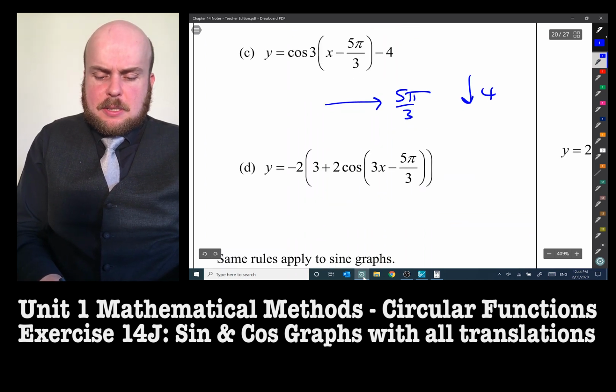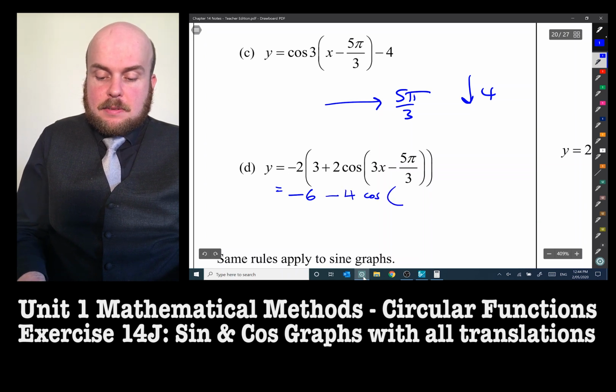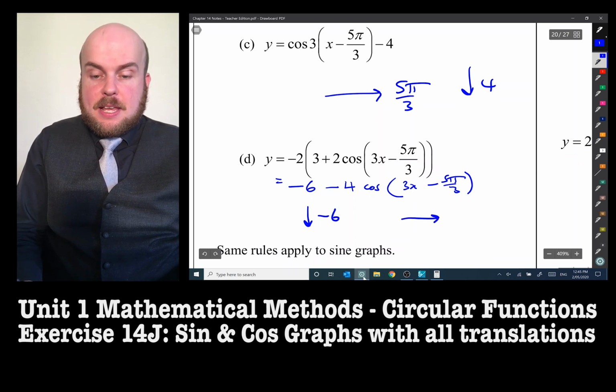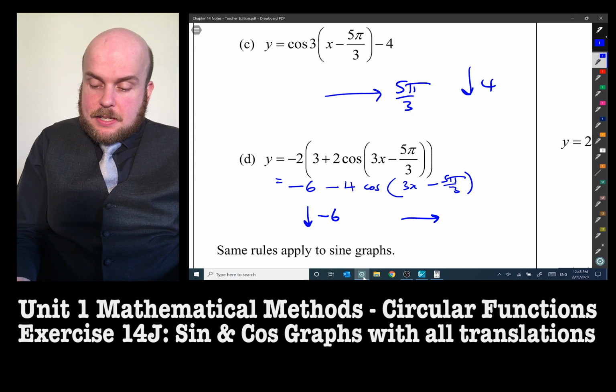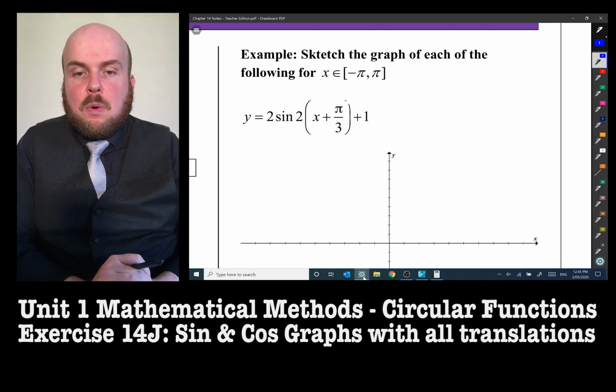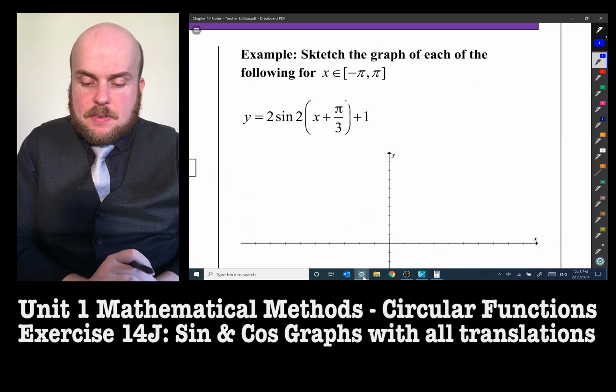All right, let's go and expand this bracket, shall we? So that's negative 6 minus 4 cos 3x minus 5 pi on 3. Well, for a start, it's moved down by negative 6, and it's moved to the right by, and again, that 3 is living on the inside, so that's 5 pi on 9. So we're going to combine all of the strategies that we've used so far.